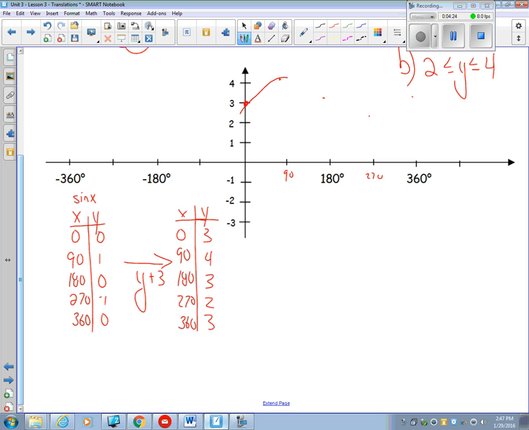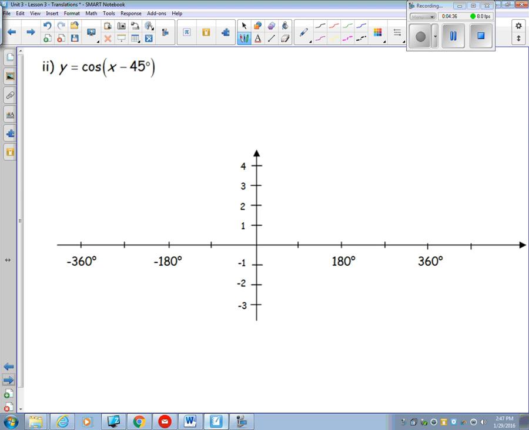So my sine curve, don't stress too much if you don't hit all the dots perfectly, will look like that. The basic sine curve just moved up 3. If you want to try a second one yourself, go ahead, or I'll go through it with you. Okay, so we're still doing our vertical shift.